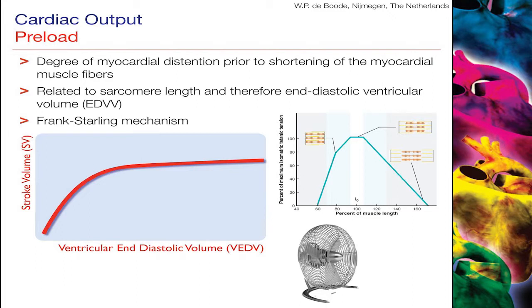So let's talk about preload. Preload, in fact, is the degree of the myocardial distension prior to the shortening of the myocardial muscle fibers, and it's related to the end-diastolic ventricular volume. In fact, it's related to the length of the sarcomere. And we already saw this Frank-Starling curve. An increase in preload to a certain extent will increase stroke volume. And you can say that preload is a sort of tailwind for the patient.